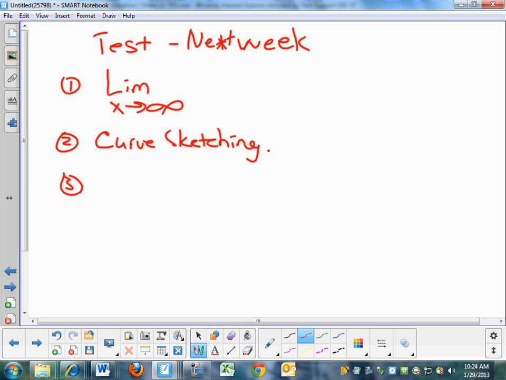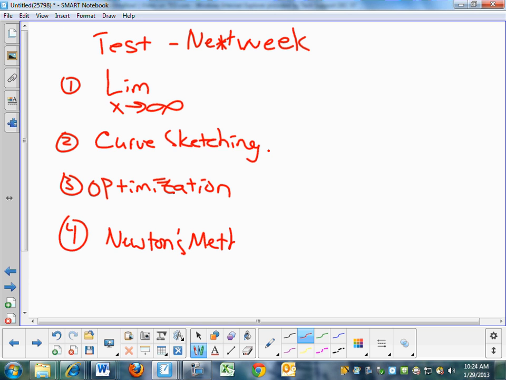Third, we're going to do what we talked about today, which is optimization. Optimization is really, really cool. You guys are going to like that. And then the fourth piece that we need to study is Newton's method, which is absolutely awesome. That's how we could solve for like a 5th degree polynomial, something like that. So these are the 4 pieces. My guess is that your test will be next week, Friday. So, I mean, you definitely have some time.